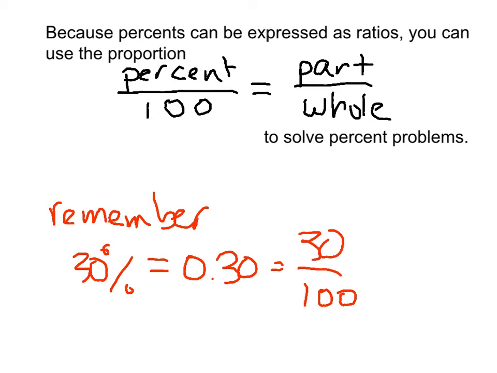Alright, because percents can be expressed as ratios, you can use the proportion percent over 100 equals part over whole to solve percent problems. This is a very useful equation that you can use for any percent word problem. It's just really useful because you just plug things in. Remember, 30% is the same as 0.30. You just move the decimal place over twice, which is the same as 30 over 100. So when you're given a word problem with, say, 30% in the problem, you just plug in 30 in the percent spot and keep the 100 there. You don't have to convert anything.